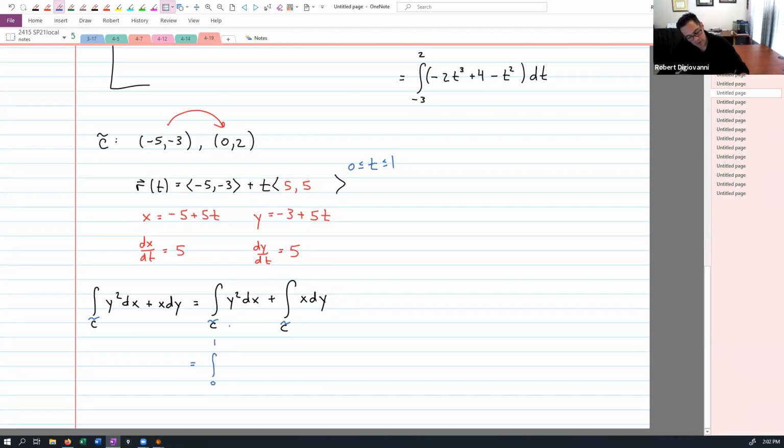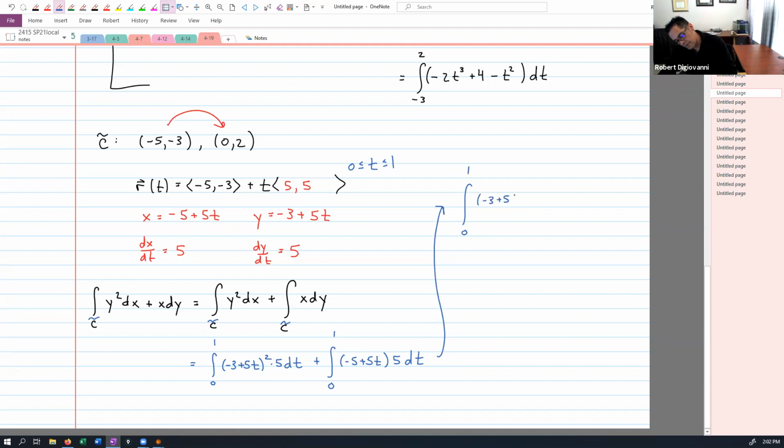So 0 to 1, y squared, which will be all of that squared, and then dx, but dx is 5. Plus the integral from 0 to 1 of x, but x for us is this, -5 plus 5t, times dy, but dy is 5, and then dt. And then you could put both of those together. Let me try and put those together into one final answer. Integral 0 to 1. Oh, I don't feel like squaring that.